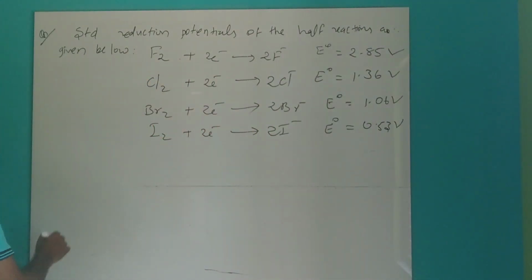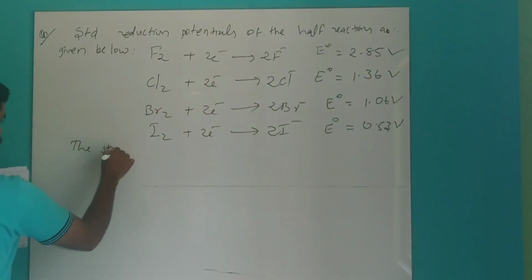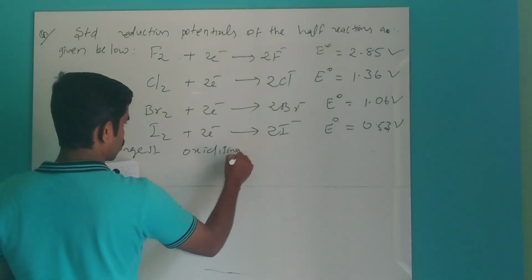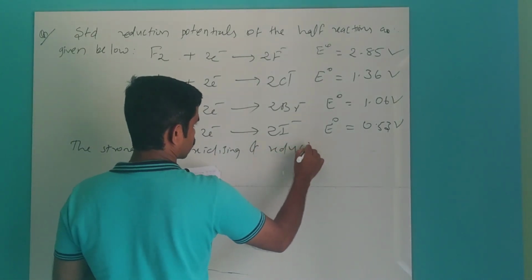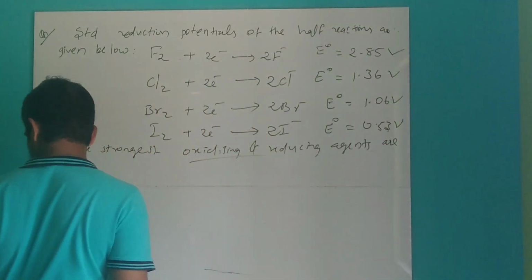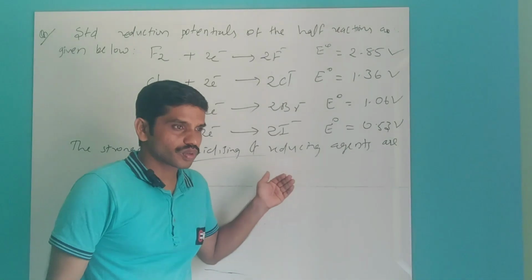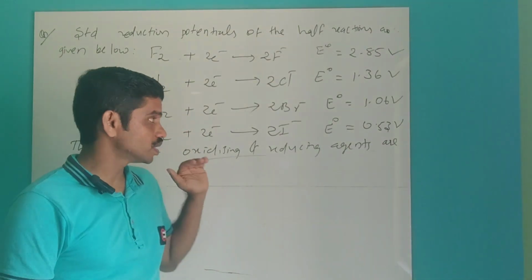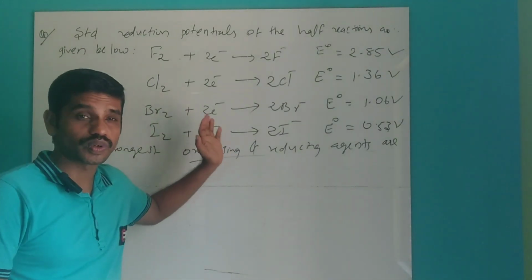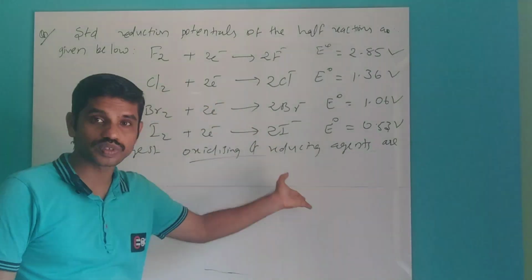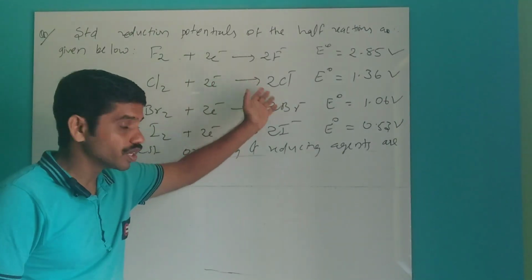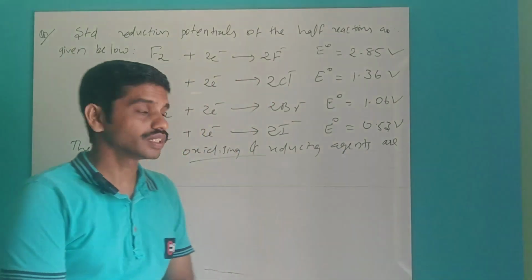Right? The strongest oxidizing and reducing agents are... So this is the question. So which is the strongest oxidizing and reducing agent? When they give the four options: F2 is the strongest oxidizing agent and Cl2 is the reducing agent, or I2 is the strongest reducing agent and Br minus is the oxidizing agent, like that.